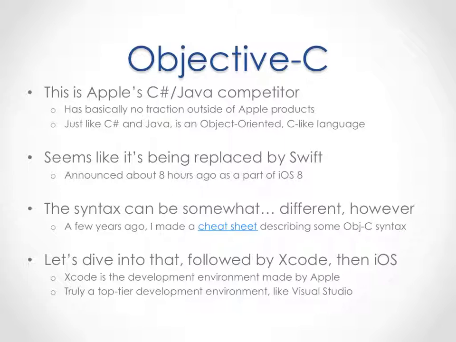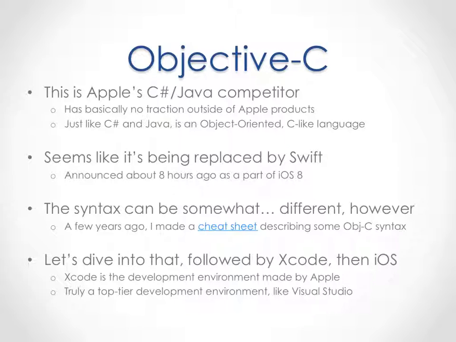iOS, of course, uses a completely different language than C# or C++ or anything like that. It's going to use something called Objective-C. Objective-C is Apple's C# and Java competitor, of course. It's what they use for doing graphical user interface programming on the Mac OS desktop. Funnily enough, it looks like it's being replaced by a new programming language called Swift, which was announced about 8 hours ago. They will continue supporting Objective-C for a long time, I'm sure. Years, at least. The syntax is pretty different from C and C++, though, as we're going to see.